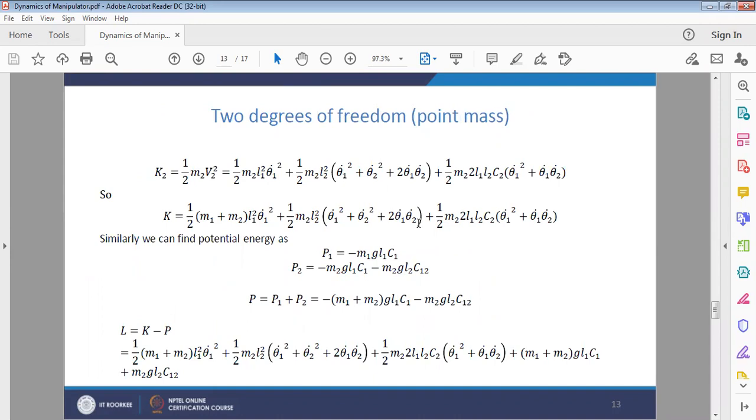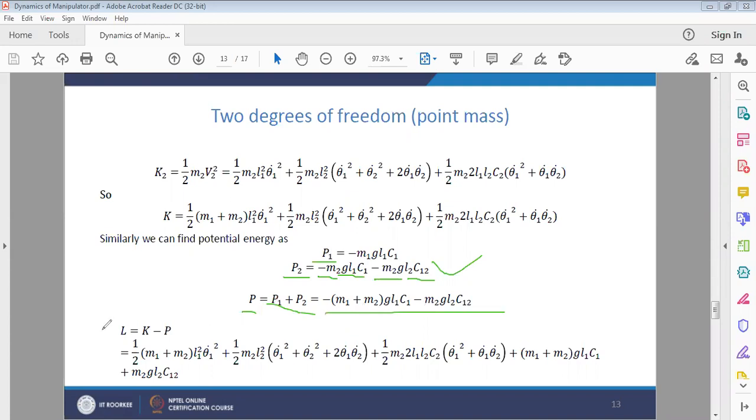P1 is the potential energy of mass m1, P2 is the potential energy of mass m2. So P2 is minus m2 g l1 cos theta 1 minus m2 g l2 cos of theta 1 plus theta 2. That is what we discussed. Therefore the total potential energy is P1 plus P2.